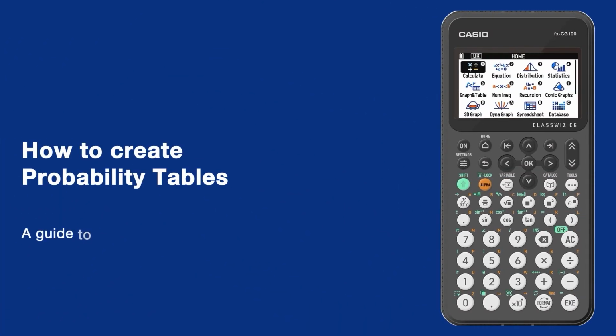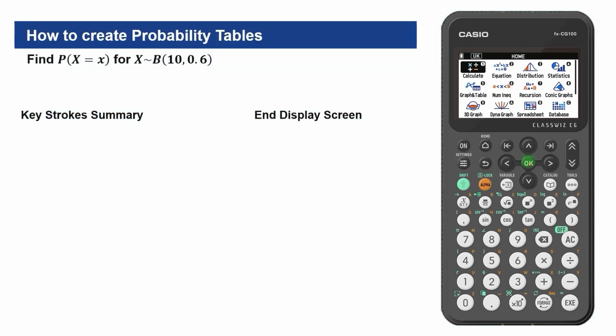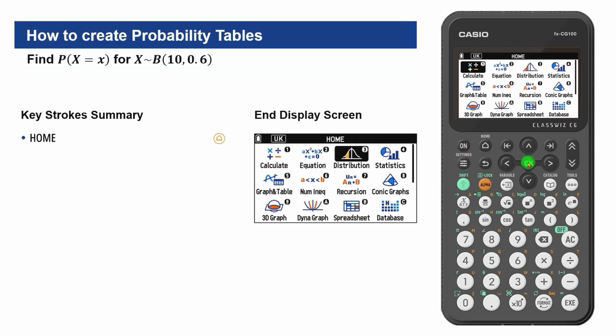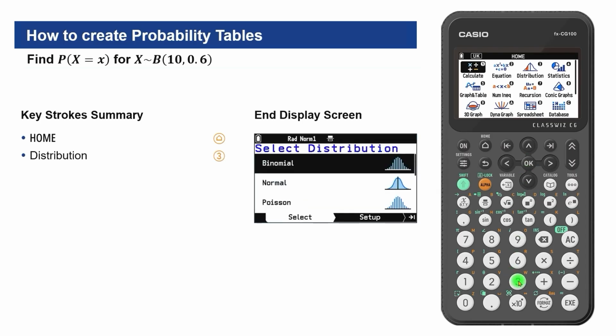Welcome to creating probability tables with the fx-CG100. In this video, we will demonstrate how to create and save various probability tables in distribution and statistics. To start, press Home and select Distribution.